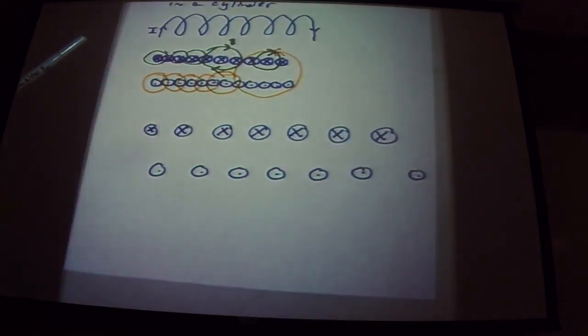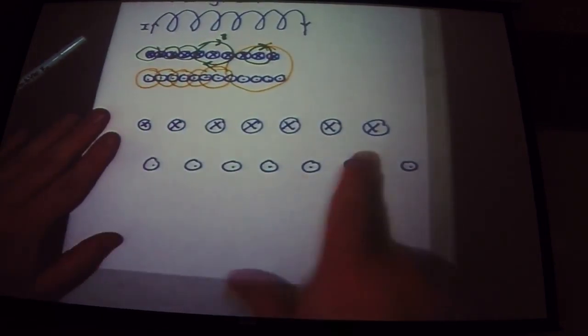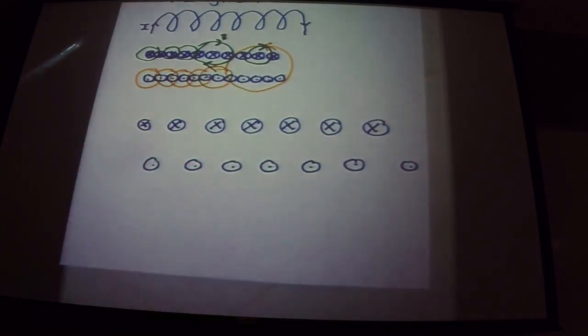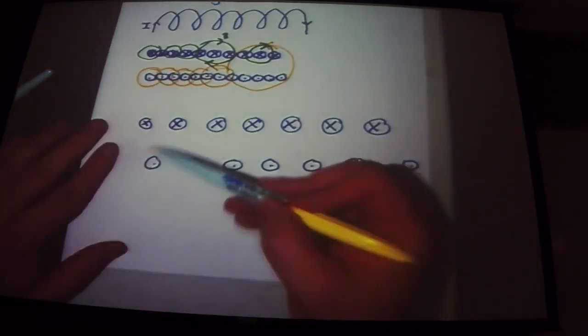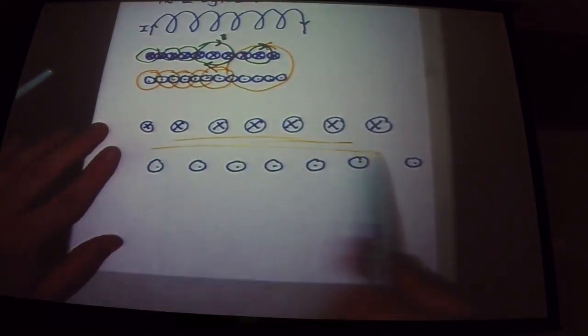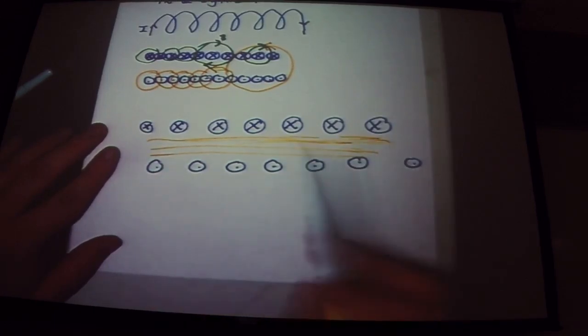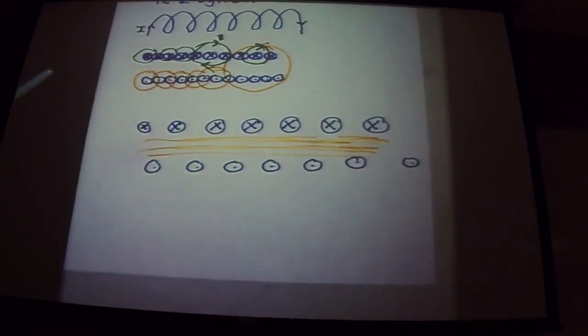Okay, so now what I want to do is use Ampere's law to try to figure out what the magnetic field is on the inside here. So remember that this region is the inside of the solenoid, and then everything else is on the outside.